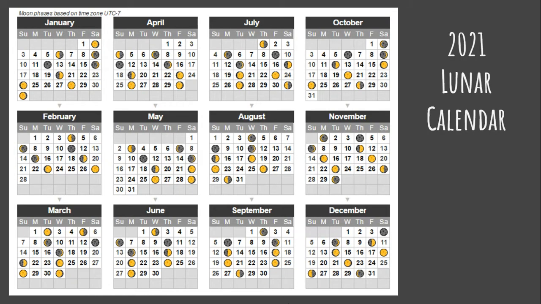This is one version of the lunar calendar for this year. This is just for your viewing pleasure. You'll notice that there is a new moon and a full moon found in every single month. We do not have any blue moons this year, and a blue moon is when you have two full moons in one month, at the very beginning and the very end.